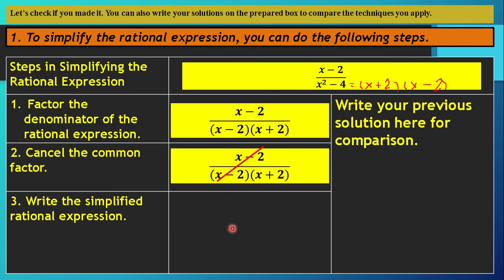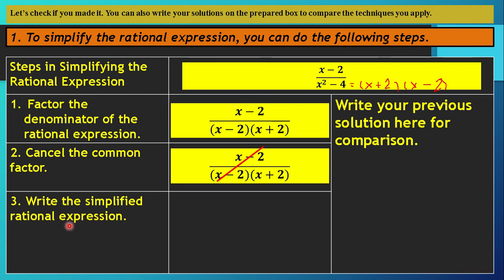Always remember na kapag nag-cancel tayo, that does not mean na that's 0. Porque na-cancel is 0? No. Laging tatandaan that a fraction with the same numerator and denominator is equal to 1. So, just like in this case, x minus 2 divided by x minus 2 is equal to 1. So, meron pa rin matitira dyan sa numerator na 1.